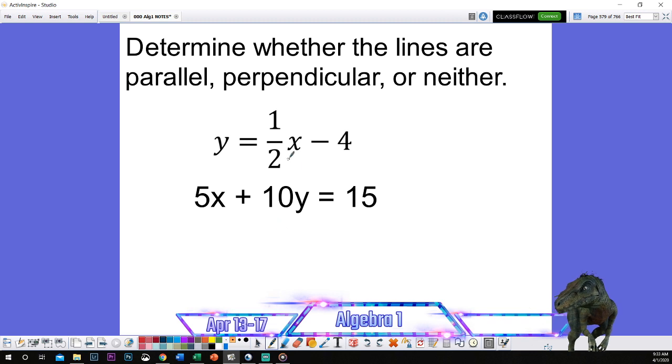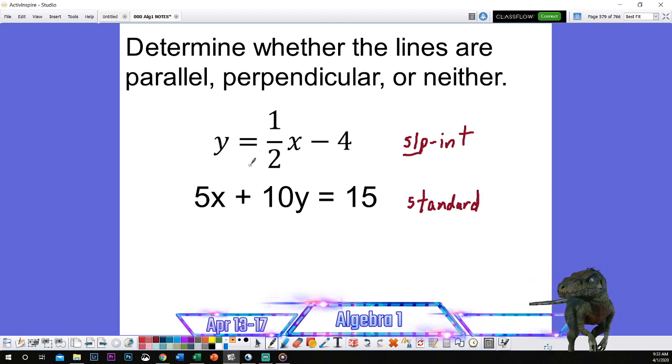Alright, the first one. I'll give you a minute. Go ahead, write down what form each one is, hit pause, do that, and then we'll come back. Okay, the first one, you should have said this is in slope-intercept form. The second one, x and y are together, it's just standard for them to be together because they are so in love. So that one's standard form.